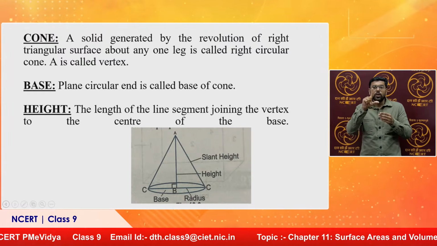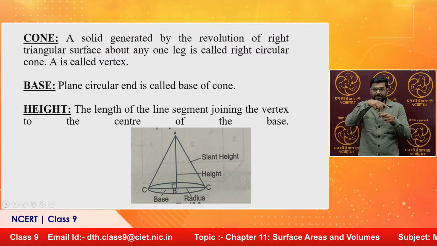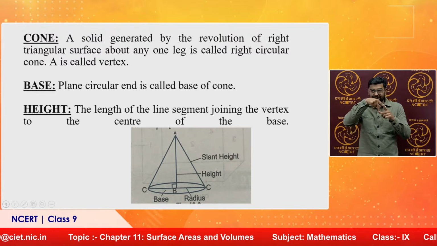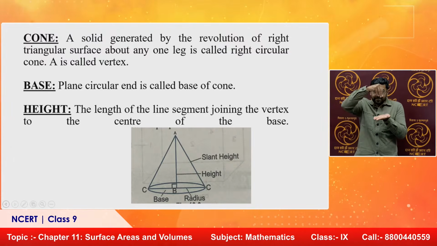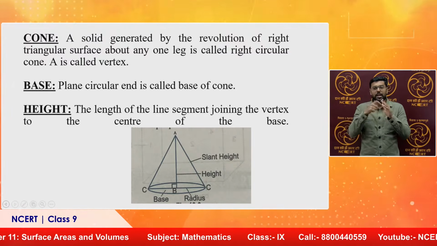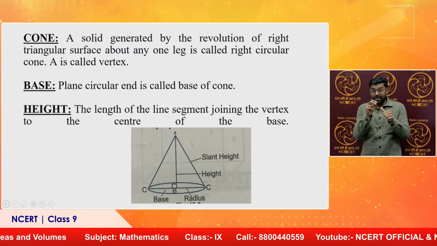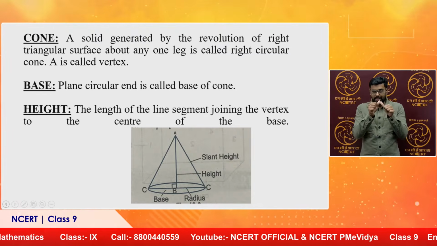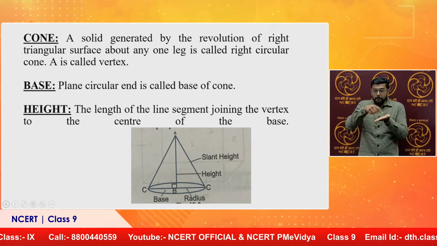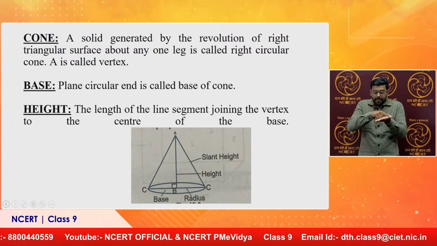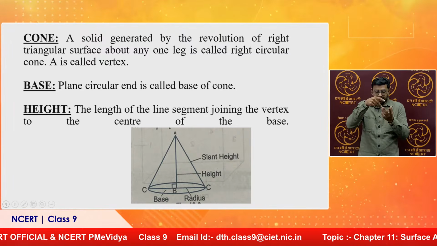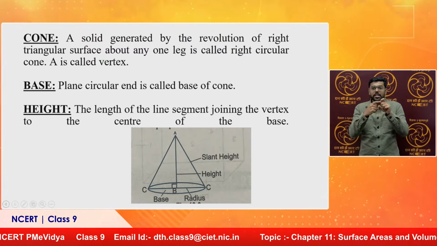So, what is a cone, children? A solid generated by the revolution of a right triangular surface about any one leg is called a right circular cone. A is called the vertex. As you can see in the picture, we have a cone and the vertex, we have A marked over there. And what do you mean by base, children? Plain circular end is called the base of the cone. And what do you mean by height? The length of the line segment joining the vertex to the center of the base is known as the height.